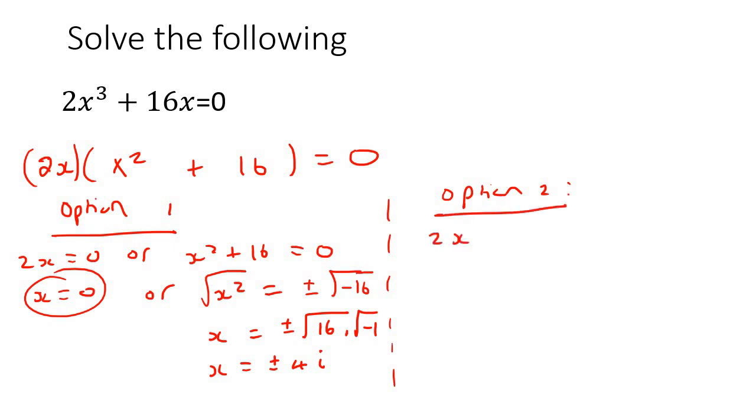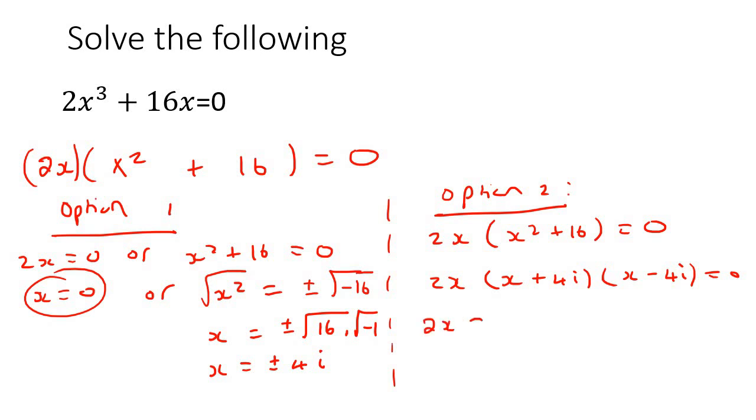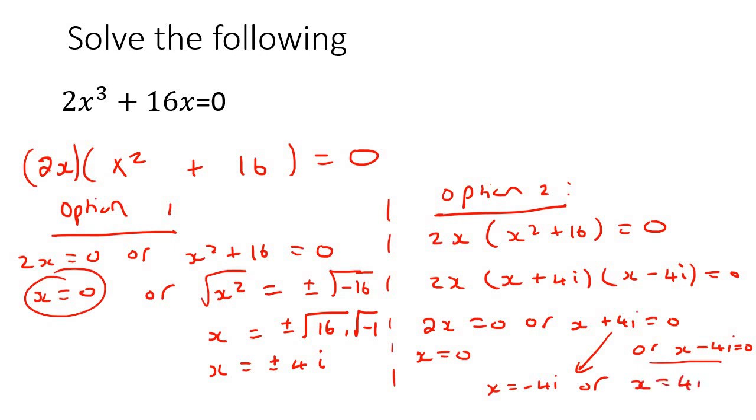For option number 2, you could then factorize this as a sum of squares. So you could say x, then 4i and 4i, one's a positive, one's a negative. And so then you could say 2x is equal to 0, or x plus 4i equals 0, or x take away 4i is 0. For the first one, you're just going to get x equals 0. For this one, you're going to get negative 4i. And for this one, x equals 4i.